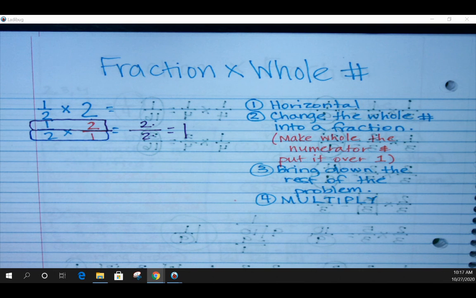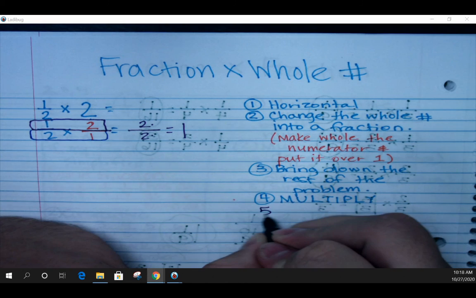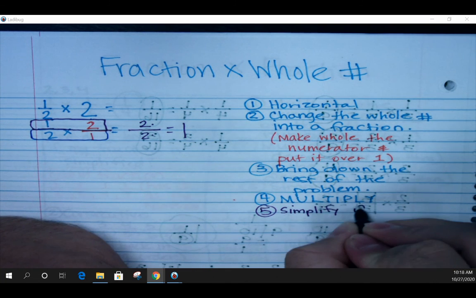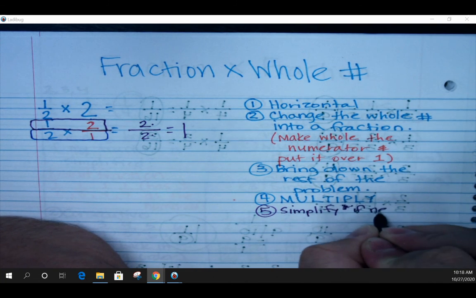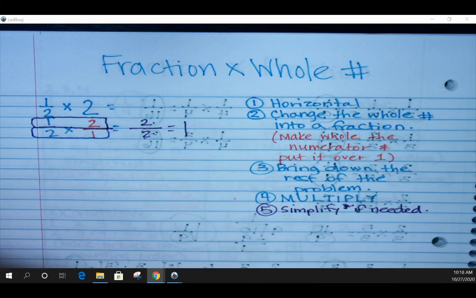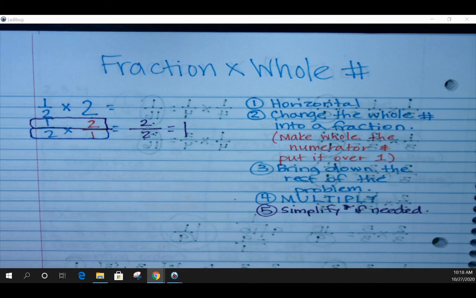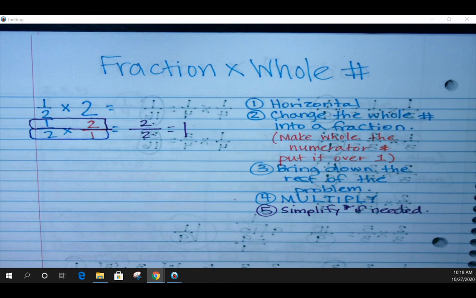So let's do some examples. Let's say step 5 is simplify if needed. And we talked yesterday about simplifying. All right, so let's look at some examples. We were doing halves, thirds, and fourths.